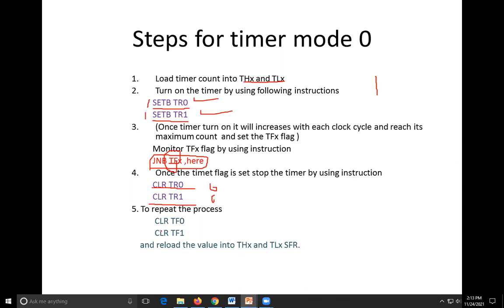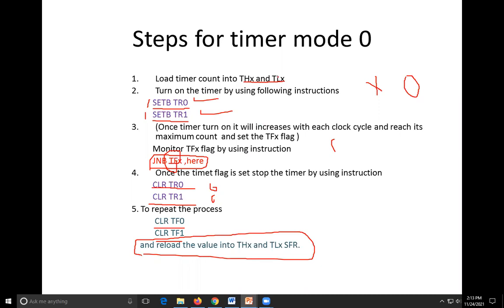After that you have to clear the overflow flag. When the overflow flag is set, it becomes 1, so you have to change the 1 back to 0, because you have to start the timer again. So you clear timer 0 and timer 1. Then reload the value again into THX and TLX.